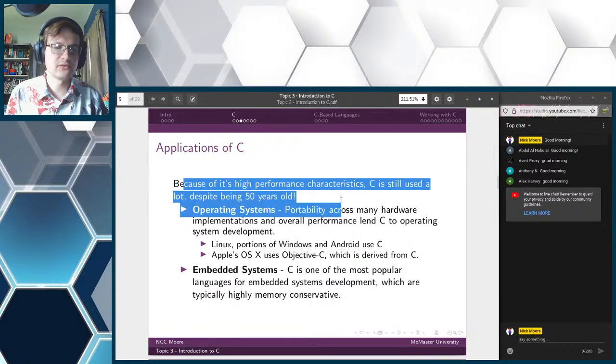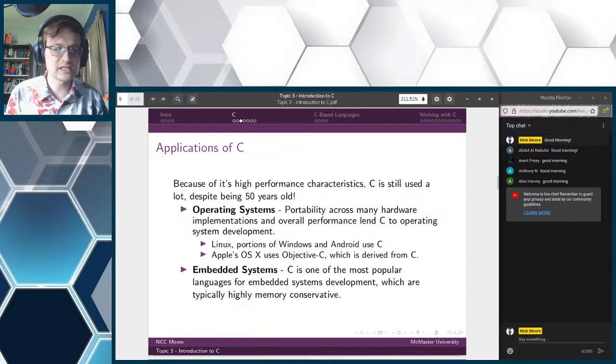Because of its high performance characteristics, C is still used a lot, despite being 50 years old. C as a language is older than your dad, probably, or maybe as old as your dad.